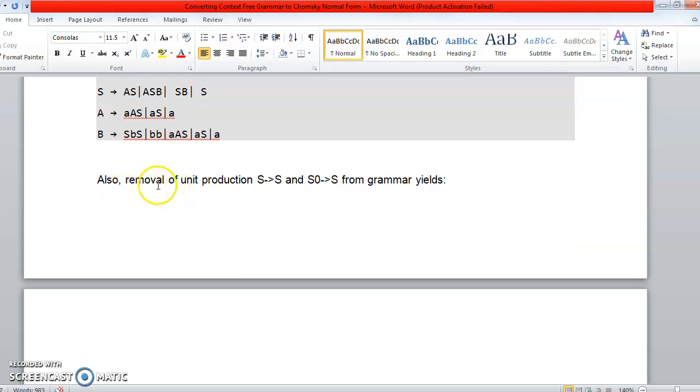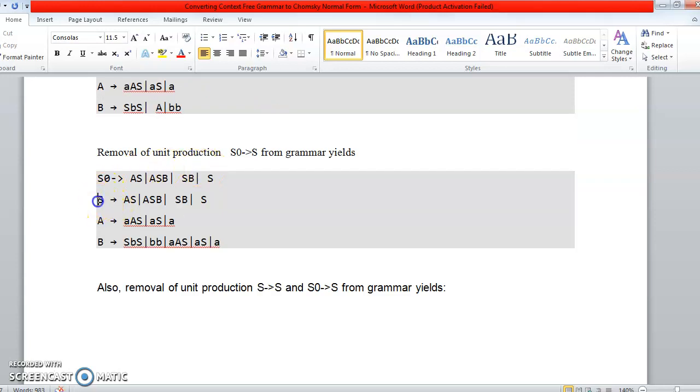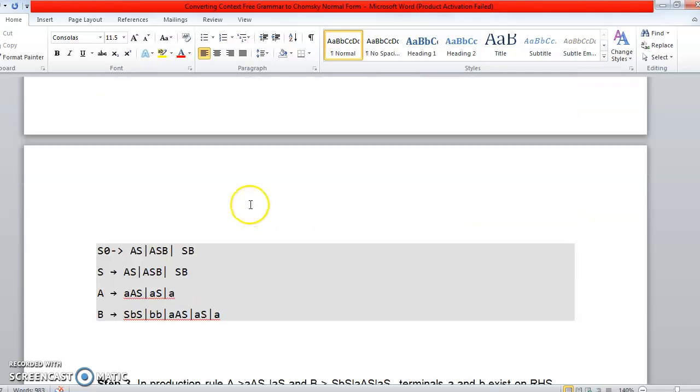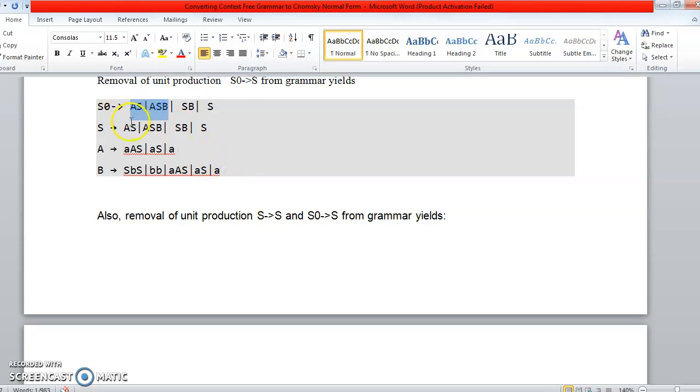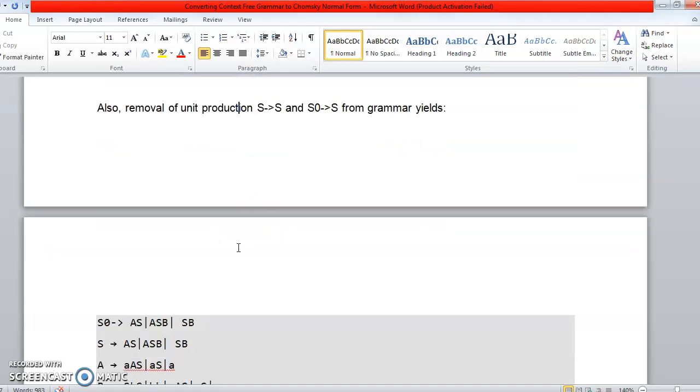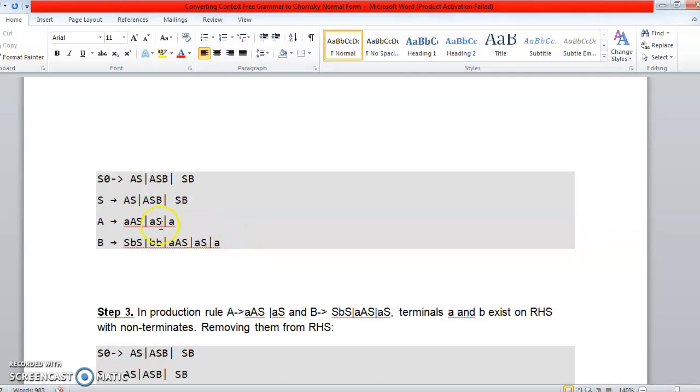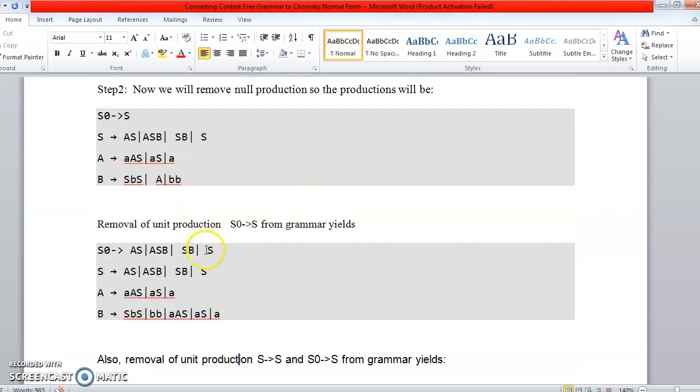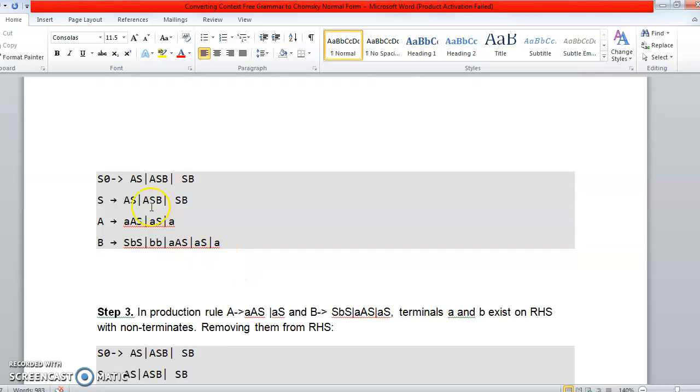Okay, also for the removal of unit productions, S produces S. In the second line we find S produces S, and here S0 produces S. From these two lines we just remove S, and freshly we can write all the productions without unit productions like this. You just don't write S here, you just copy this and write here. S0 produces this, S produces this, A produces this, and B produces this. So these are the productions without unit productions.